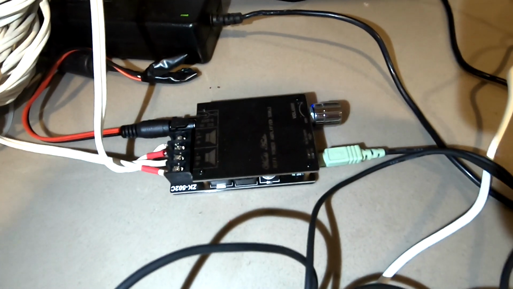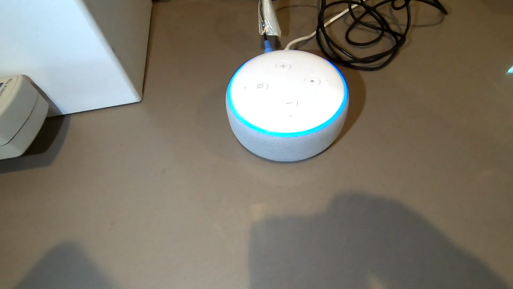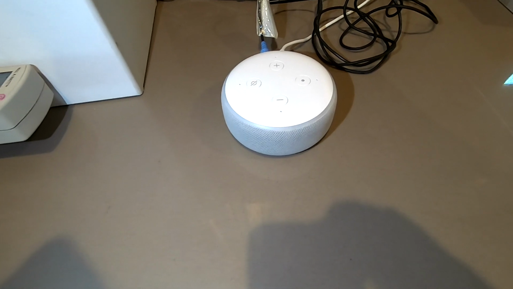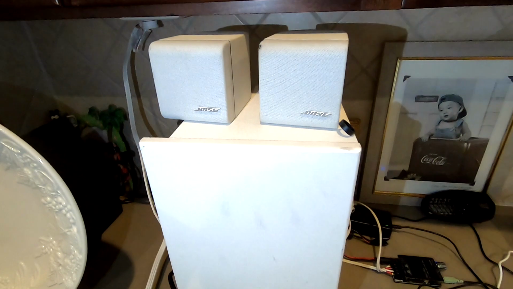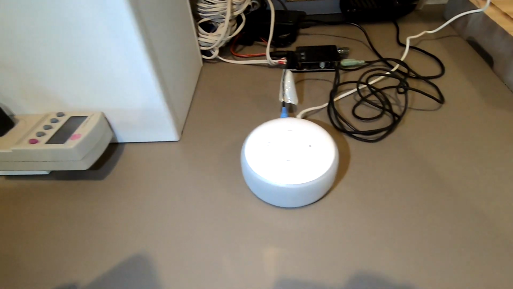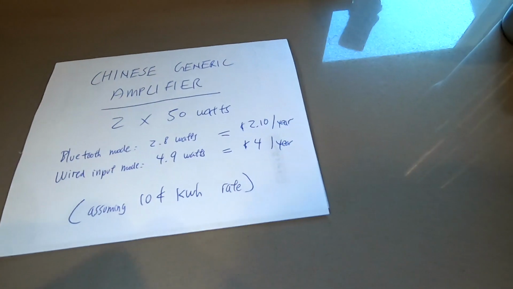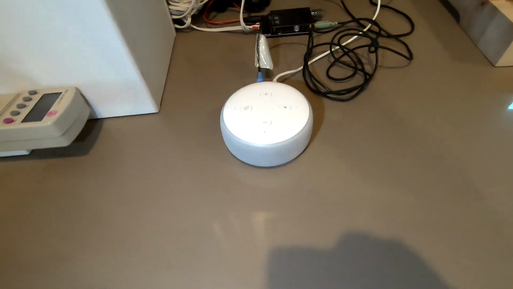So in conclusion, this is a pretty good solution for having a device like the Alexa Echo Dot powered with an external speaker to make it sound better. For example, here I'm powering it using a Bose speaker. But it does cost more, meaning you're adding an additional $2 and something per year for that solution. And if you wire it, it costs $4 more per year.